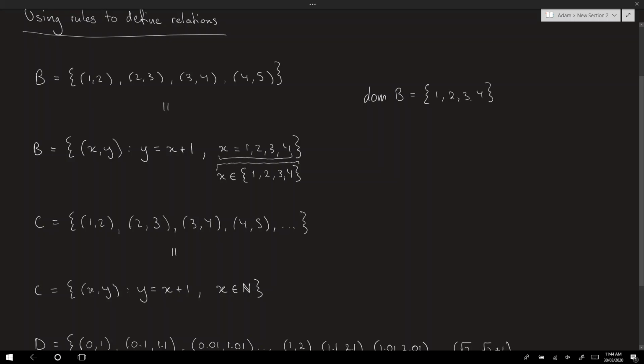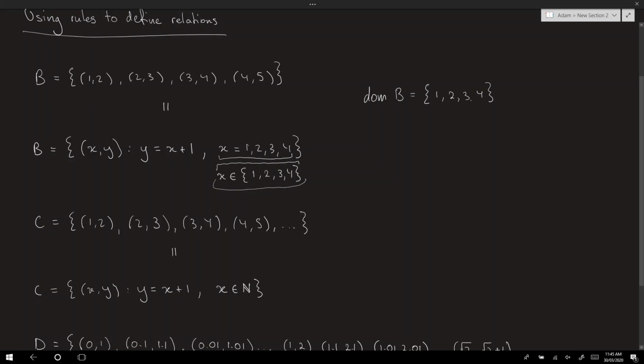But notice this set here is equivalent to the way that we've written this set here. So this part of your relation rule tells you what the domain is. The domain for relation B is just 1, 2, 3, and 4, because that's what that part there says. It tells you what x is allowed to be, basically.